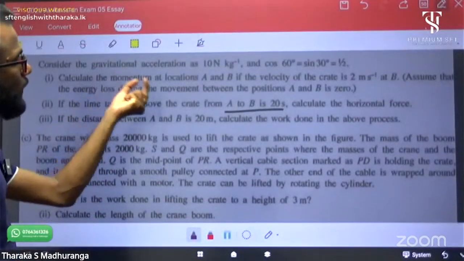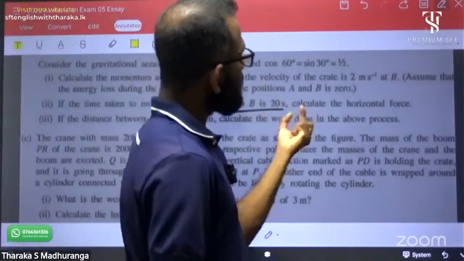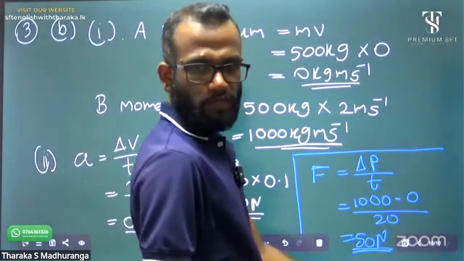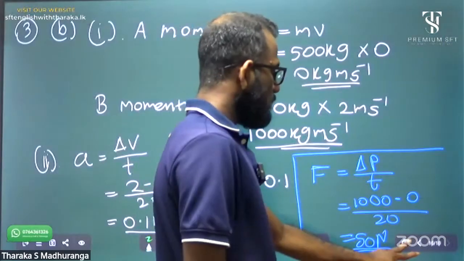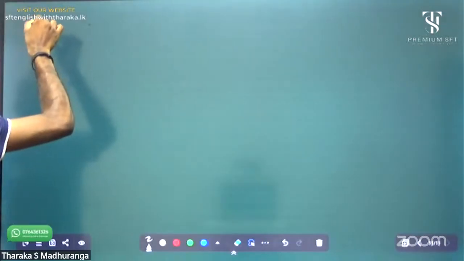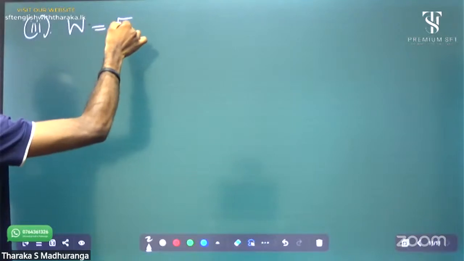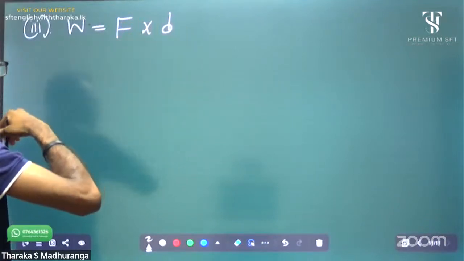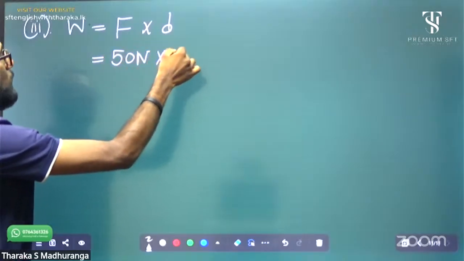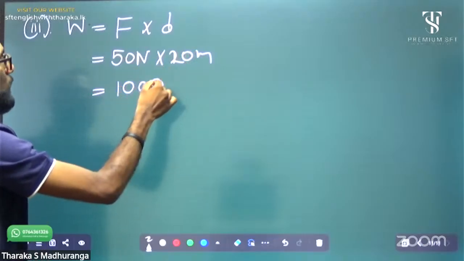If the distance between A and B is 20 meters, calculate the work done in the above process. Now the F value, you got F equals 50 Newton. Now for the work done, I think you can remember the equation now, the work energy lesson equation. Work equals force multiplied by the displacement in the force direction. Now the horizontal force is 50 Newton, the displacement 20 meters. It's 1000.